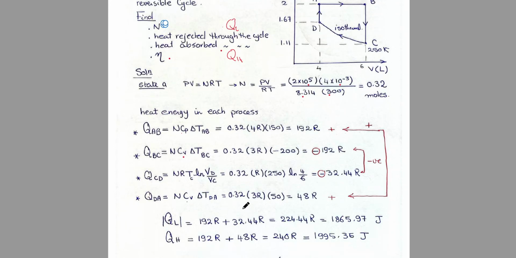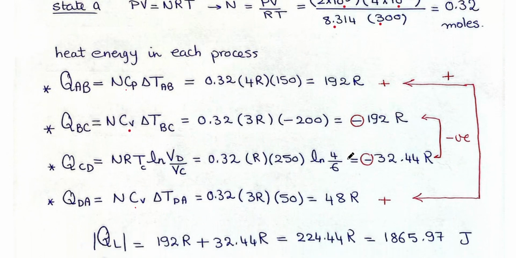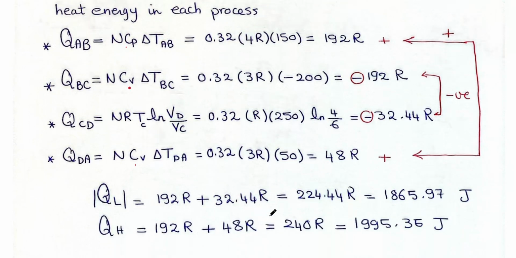After substituting with all the temperatures, you will calculate QAB, you will find it positive. BC, you will find it negative. And CD, negative. DA is positive. The sum of all the positive heat energies is called QH. So you add 192R plus 48R to get the total amount of heat energy absorbed. This is QH.